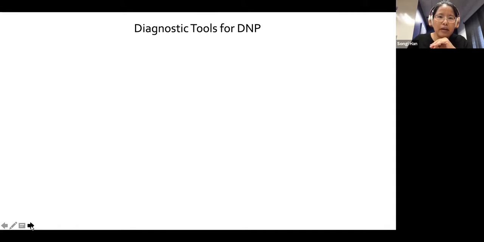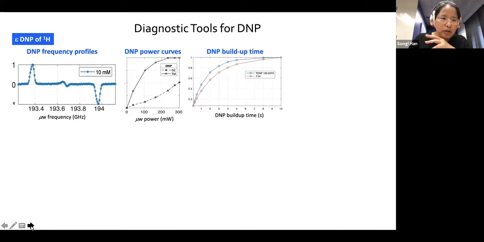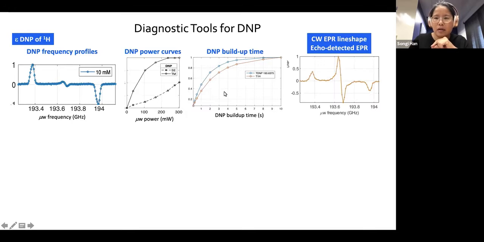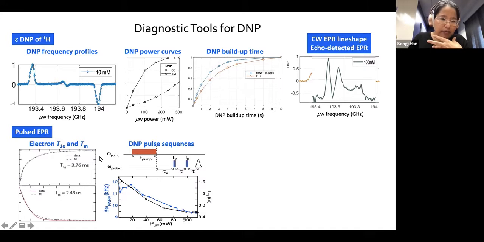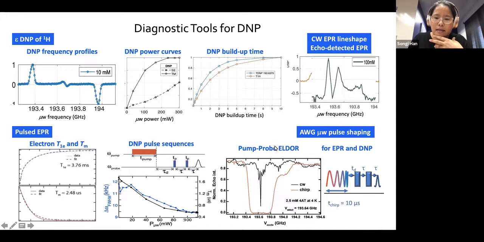So to figure out the dynamics, the mechanism, and the mechanism is key so that we can improve the performance, I'll list them. We measure DNP enhancement as a function of frequency, power, and buildup. Those give us key clues. We can measure CW EPR line shape, but almost more exciting capabilities if we can do echo-detected EPR, because that gives us ideas about the heterogeneity, the nature of the line broadening and relaxation. The relaxation time itself can be directly measured, as well as pump-probe experiments.